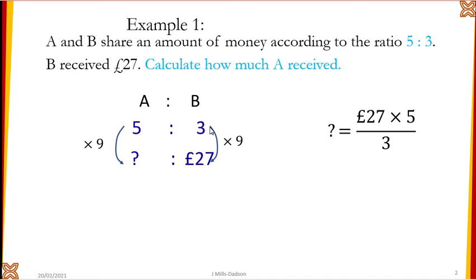This is what I mean. So this working out will give you the same answer as what we've just done, 45. So if you multiply 27 by 5 and divide by 3, you'll still get 45. So this is just there in case you get a question where you cannot get the connection straightforwardly. This is what you do. So we now know that A receives £45. And of course you could see when you simplify 45 and 27, you go back to 5:3.